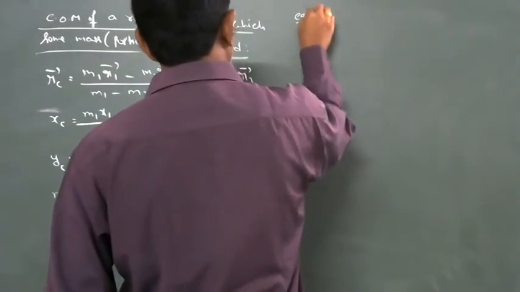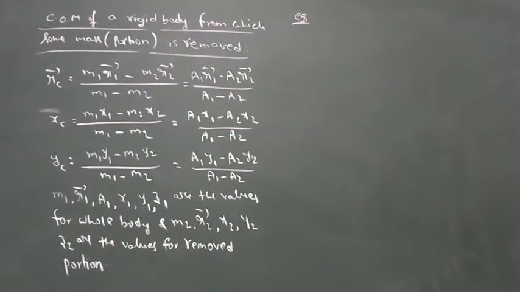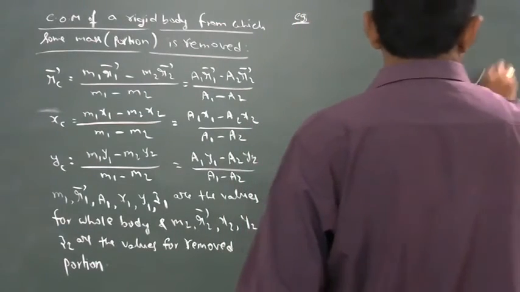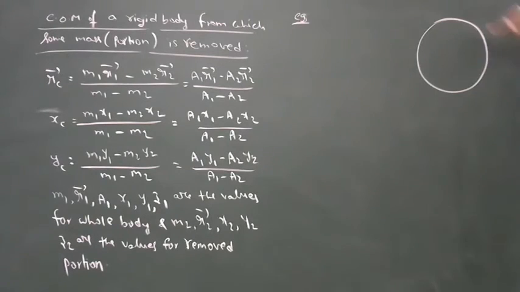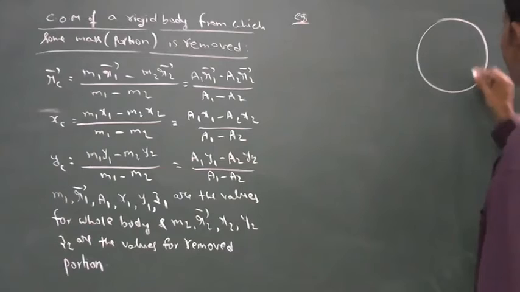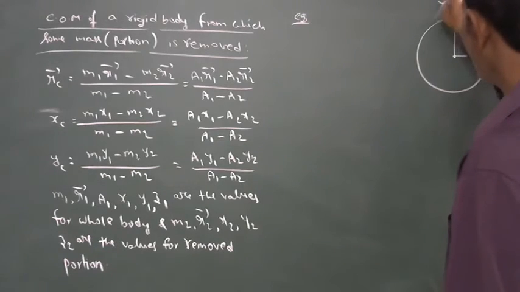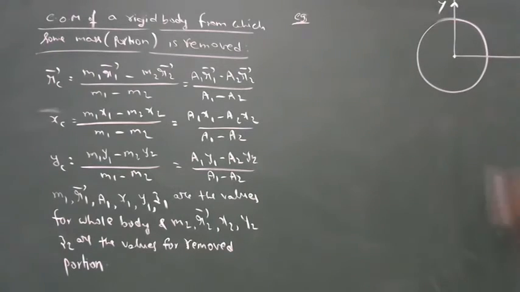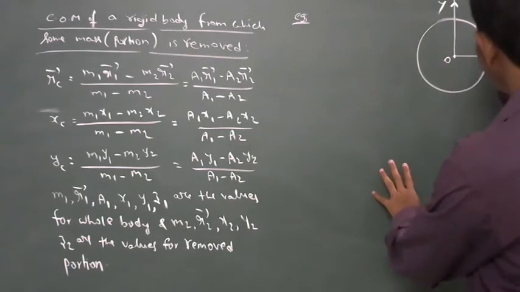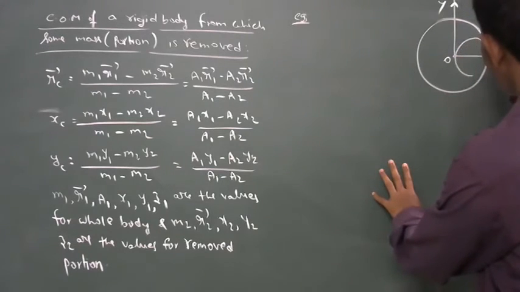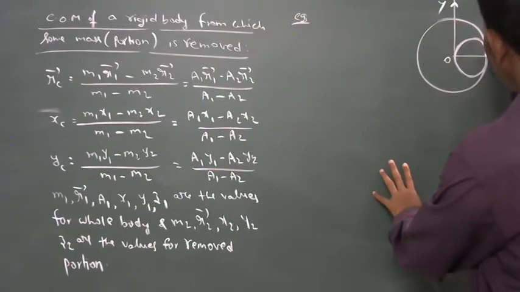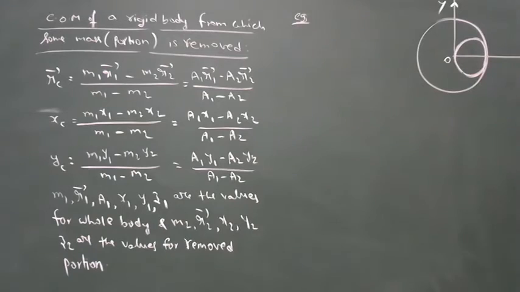Example problem. This is a circular sheet whose center lies here, from which this certain portion is removed.